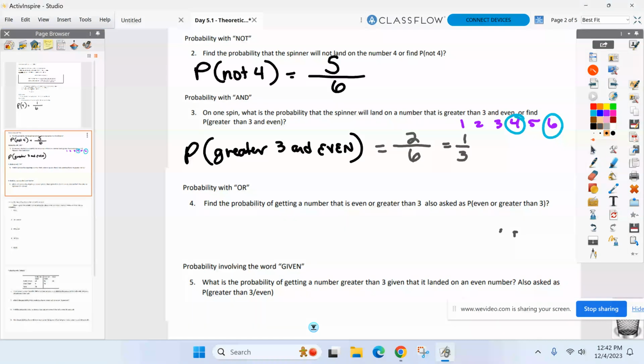Let me show you the shortcut now, because sometimes listing them out might take a while. Anytime it's an "and," you have the word "and" in there, you want to multiply. Multiply what? Take a look at each of them separately. Ready? Greater than 3. What would be your probability of picking a number greater than 3? 3 out of 6, or a half. Yep.